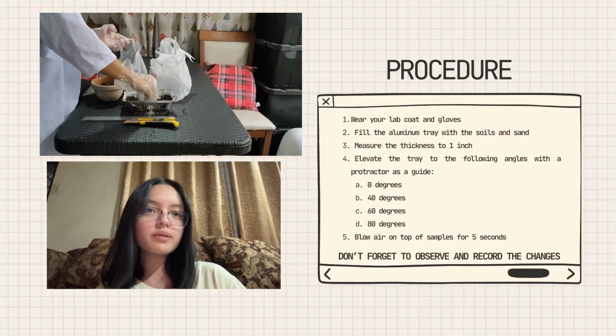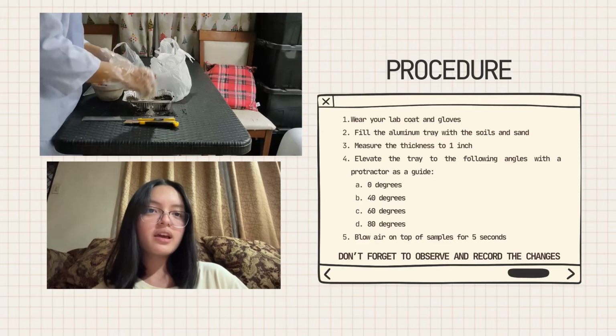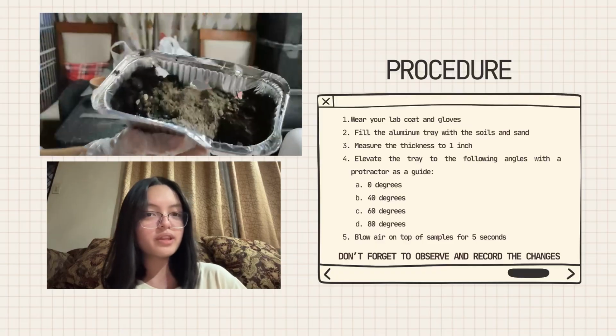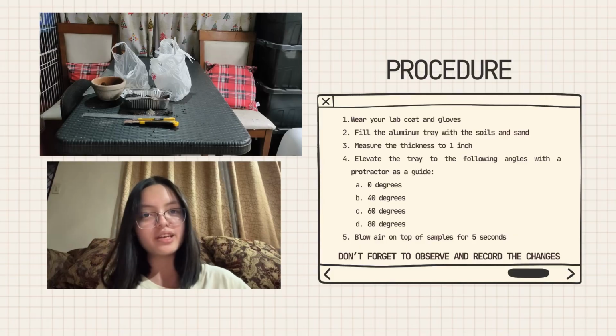Next, blow some air on the top of each sample using a wind source, which is in our case, a fan, for 5 seconds, then repeat the process while observing the angle of elevation mentioned a while ago. Don't forget to observe and record the changes.